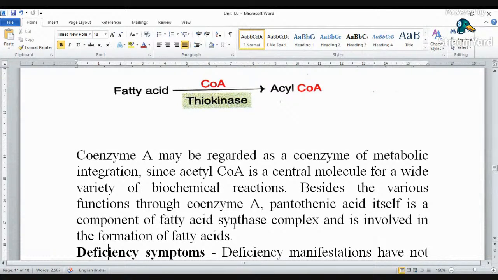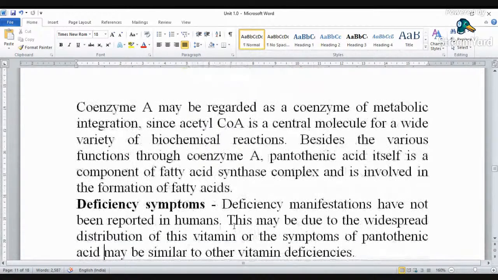म्हणजे मेटाबॉलिक पाथवे सगळे इंटिग्रेट केले जातात कोणामुळे? कोएन्झाईम ए मुळे. So it is the most important coenzyme of the vitamin pantothenic acid, since acetyl CoA is a central molecule for a wide variety of biochemical reactions. Besides the various functions through coenzyme A, pantothenic acid itself is a component of the fatty acid synthase complex. Fatty acid synthase पण इथे एक important component आहे and is involved in the formation of fatty acid.